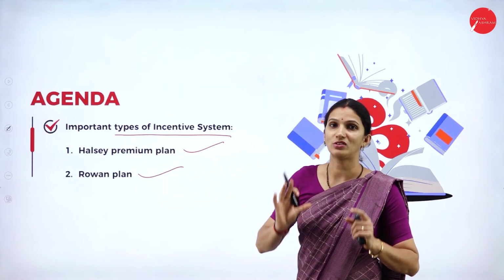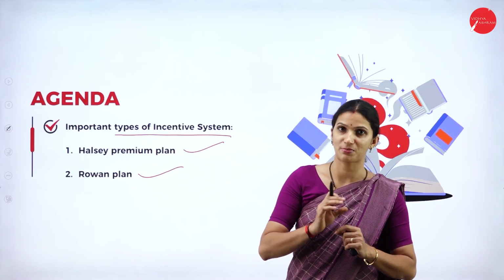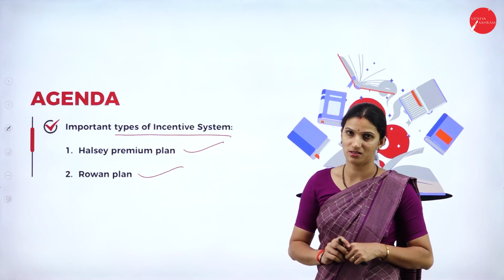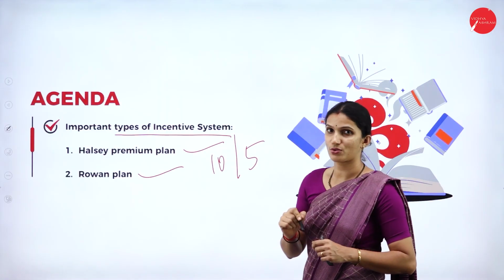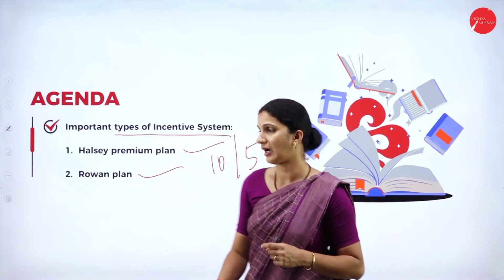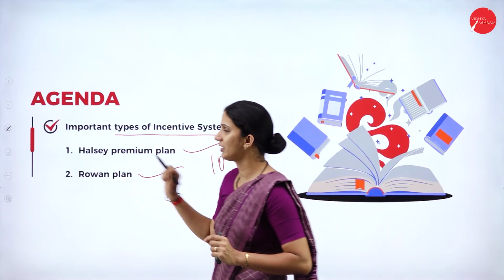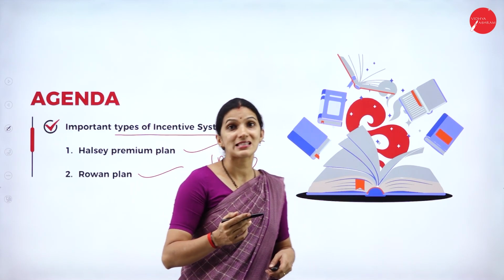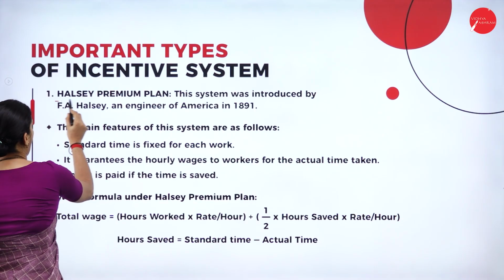This is one of the important topics, and you can expect one question in the semester, either for 10 marks or for 5 marks. You will be expected to solve one problem under both the methods, under Halsey's premium plan and under Rowan's plan. So now we'll see what is Halsey's premium plan.